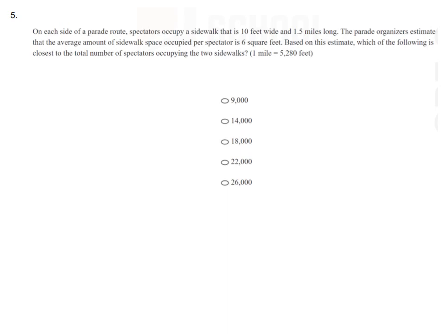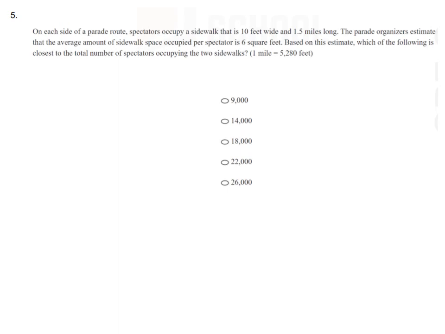On each side of a parade road, spectators occupy a sidewalk that is 10 feet wide and 1.5 miles long. The parade organizers estimate that the average amount of sidewalk space occupied per spectator is 6 square feet. Based on this estimate, which of the following is closest to the total number of spectators occupying the two sides, given that 1 mile equals 5,280 feet.